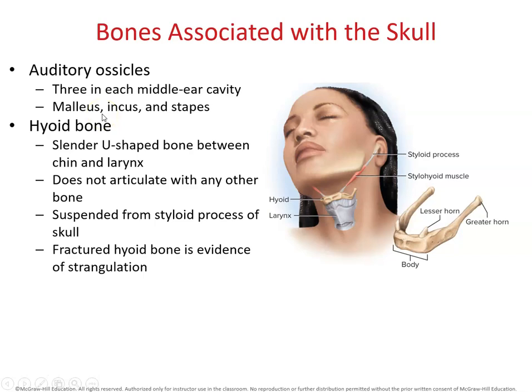We also have what we call the bones associated with the inner ear, the middle ear cavity. They are the malleus, the incus, and the stapes, and those are the 3 bones of the inner ear.